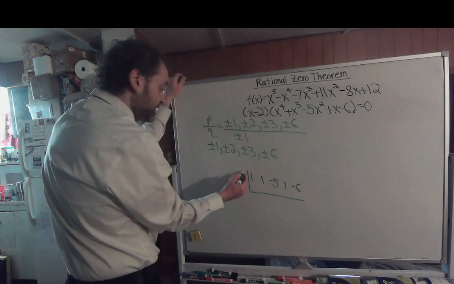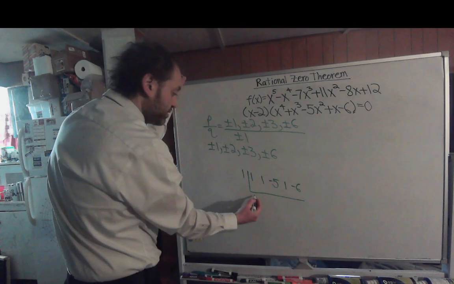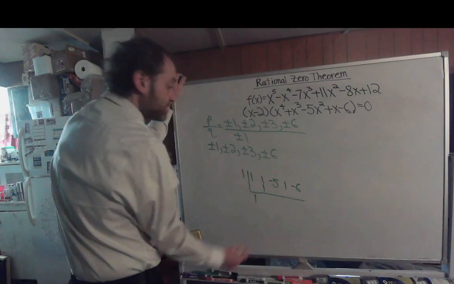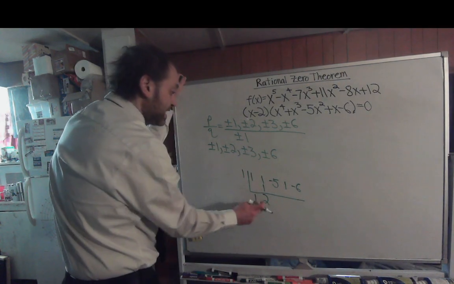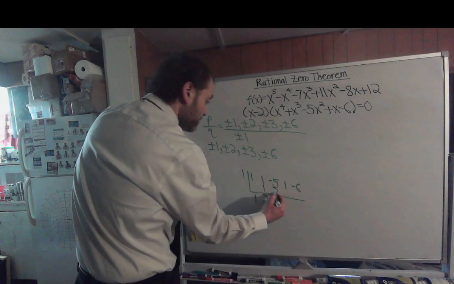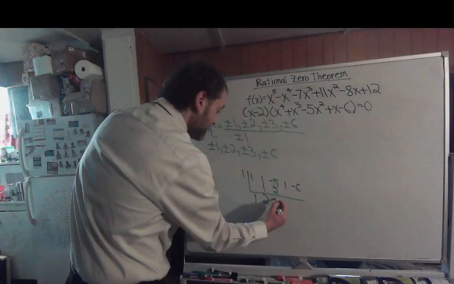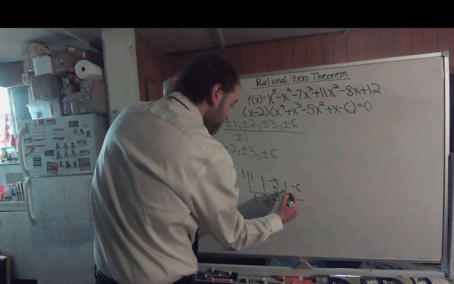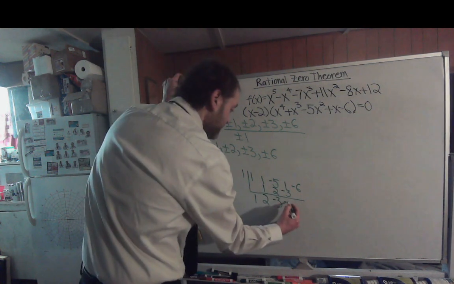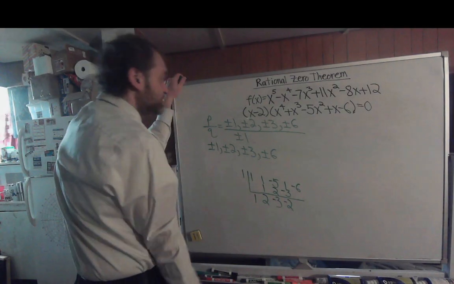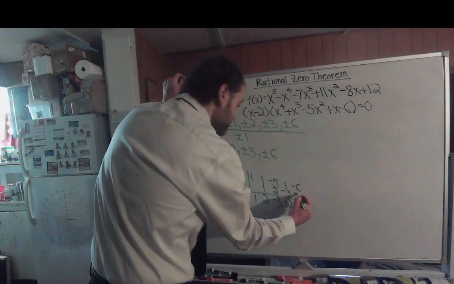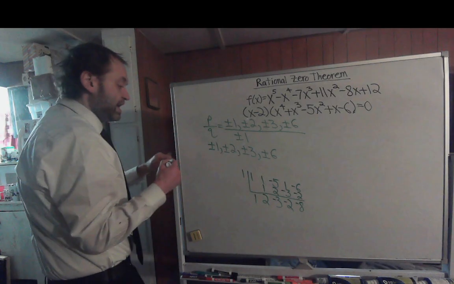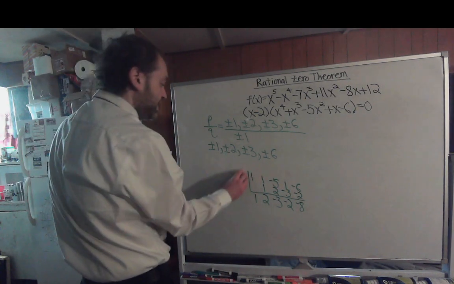Well, what better place to start than 1? So let's bring down the 1. 1 times 1 is 1. 1 plus 1 is going to be 2. 1 times 2, that is 2. -5 plus 2 is -3. 1 times -3 is -3. 1 minus 3 is -2. 1 times -2, that's -2. -6 minus 2 is -8. Definitely not a factor, so x minus 1 can't be a factor.